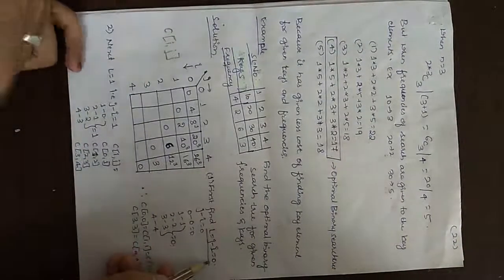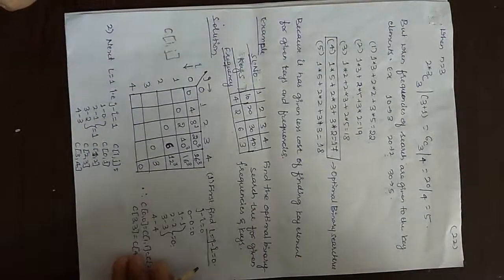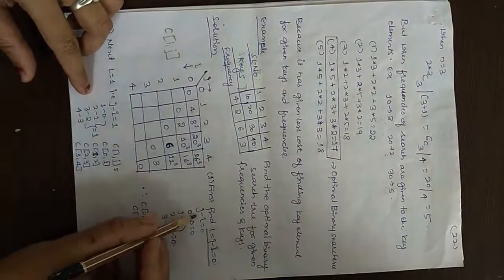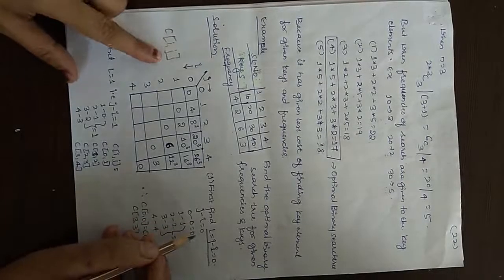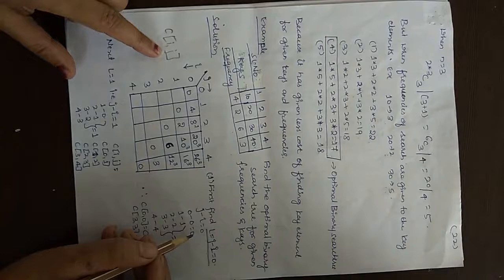So when we are not considering any keys, what will be the cost? Obviously it will be 0, is it not? When we are not considering any keys, which key is there to search? There are no keys, so the cost will be 0. So now j minus i. How can we write here? C of ij, i will indicate the row, j will indicate the column.